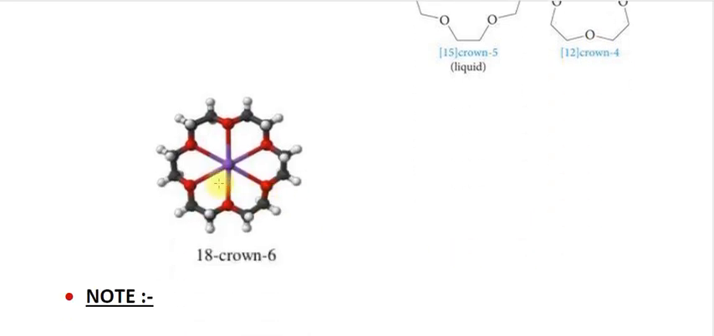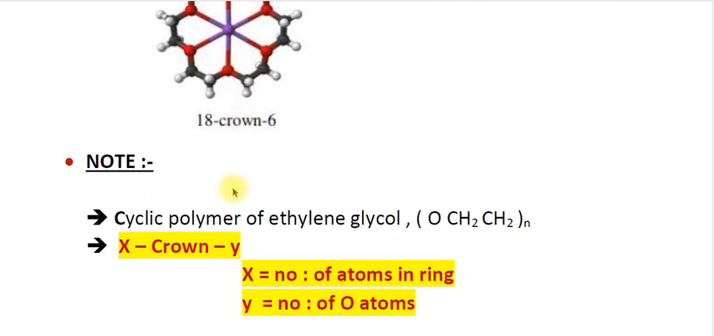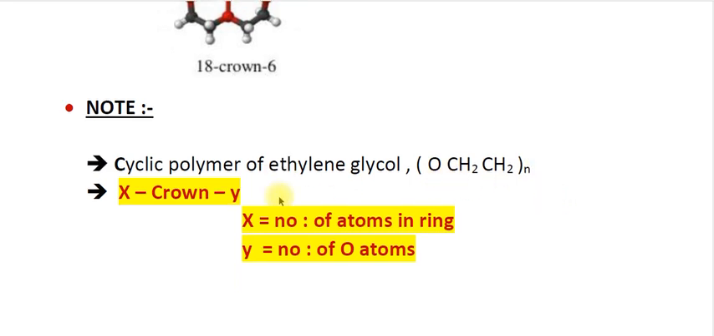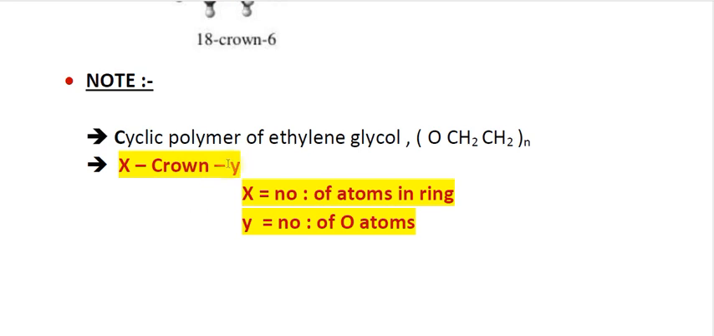So this is the structure of 18 crown 6. Here you can see a cation which is connected with this 18 crown 6. Just note how the names are given to crown ethers. A crown ether is named in such a way that it is a polymer of ethylene glycol, meaning OCH2CH2 n times. The naming is given like this, X crown Y.